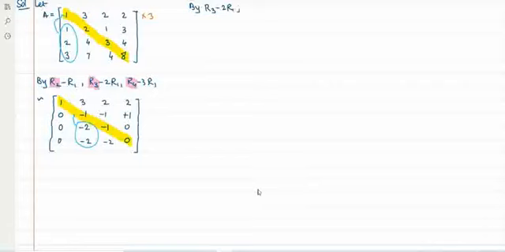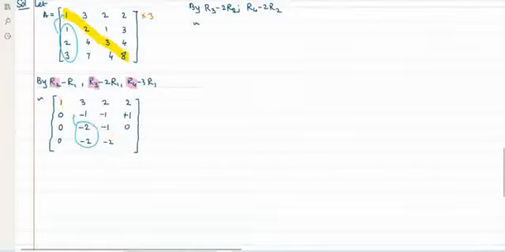R3 minus 2R2, R4 minus 2R2, is it right? R4: 0, minus 2, minus 2, minus 2, 8 minus 6. Okay, I have to calculate then. This one is minus 2. Then fine.